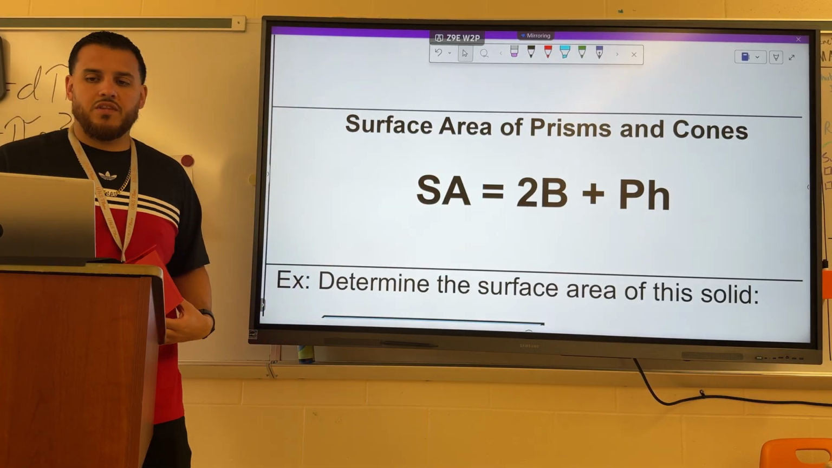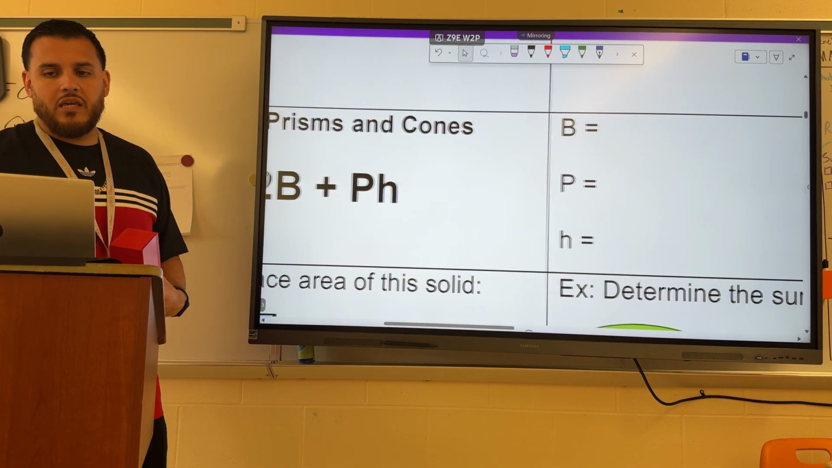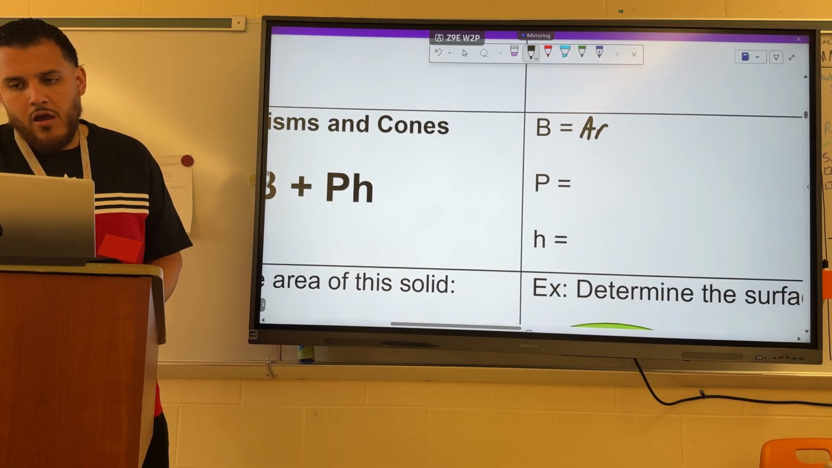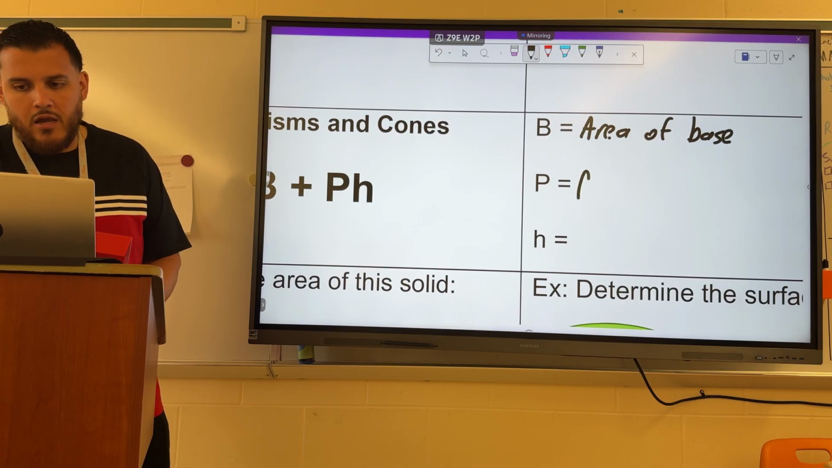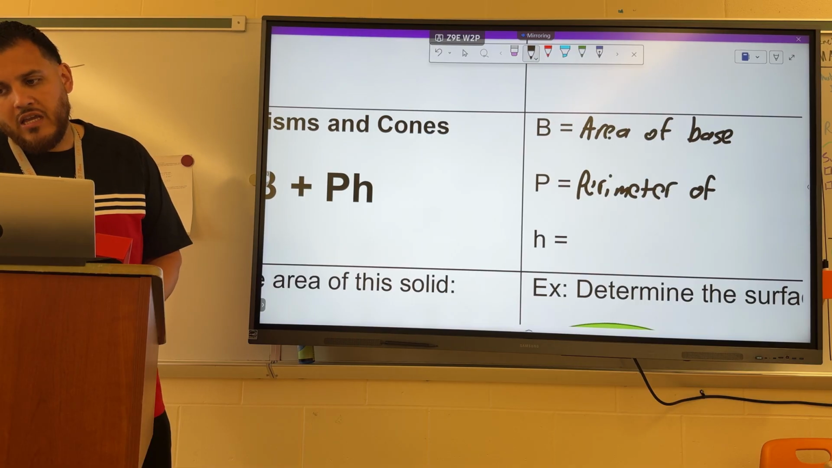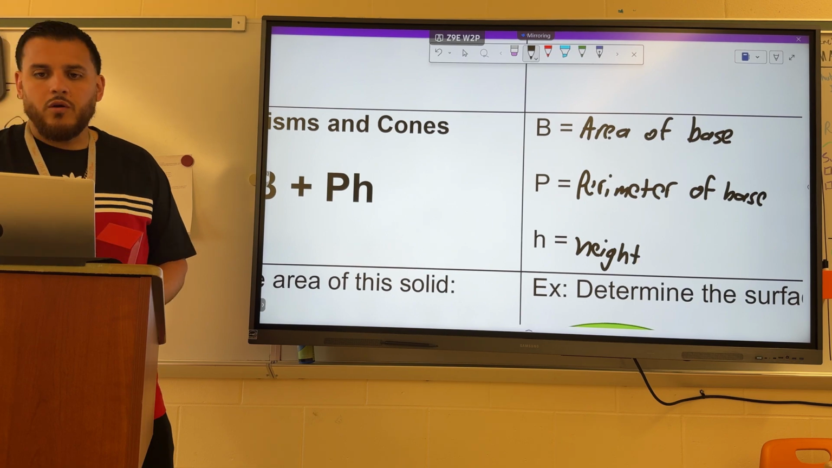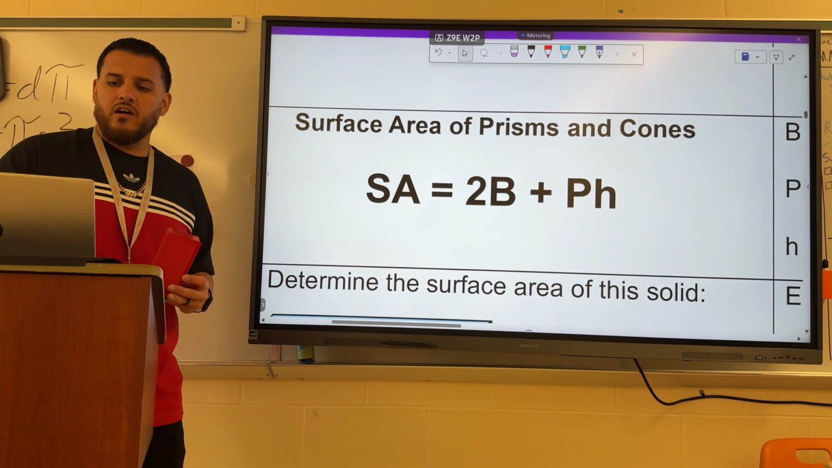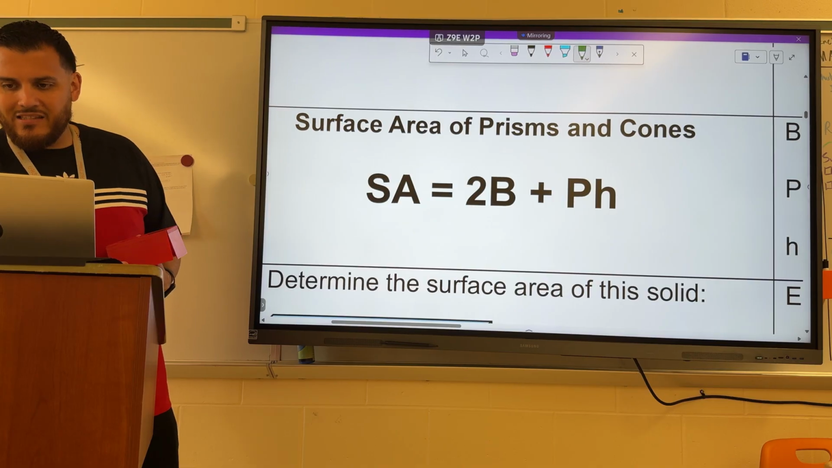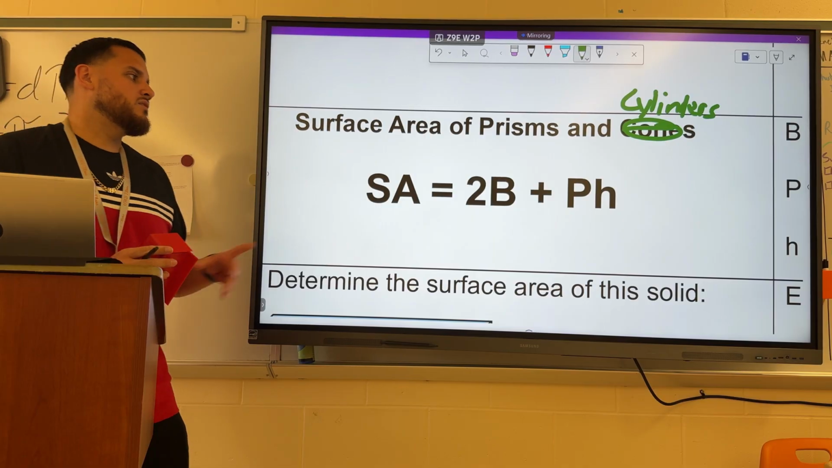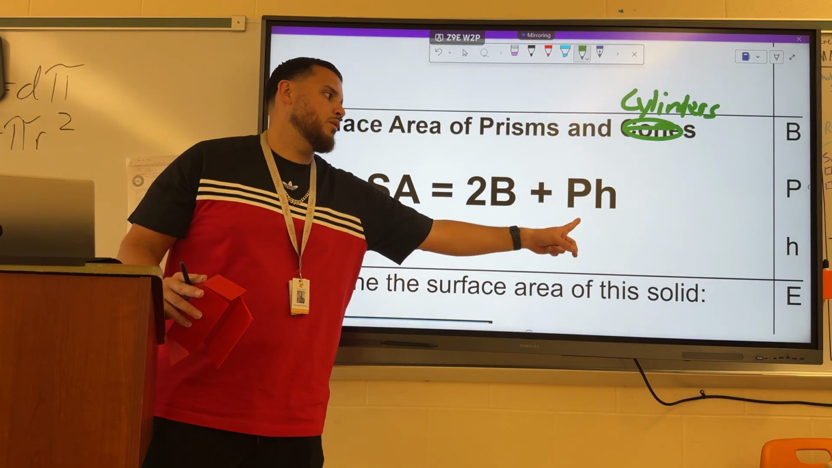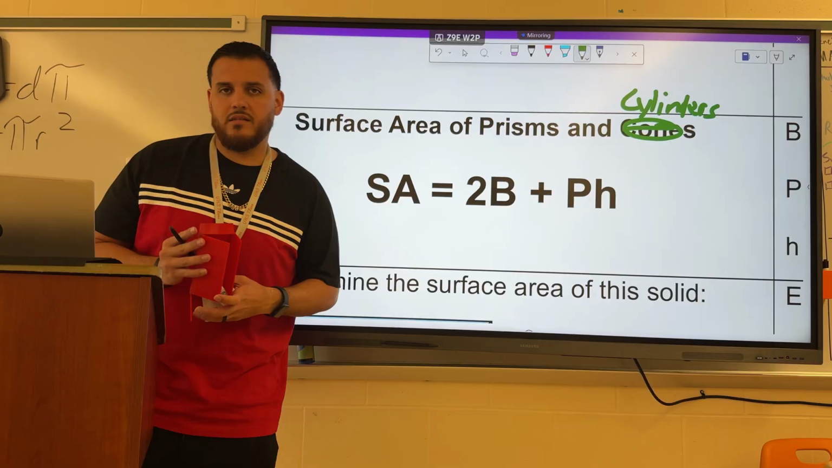We obviously need to know what those stand for. The capital B stands for the area of the base. The capital P stands for the perimeter of the base. And then, of course, the H just stands for height. So your formula for the surface area of prisms, and that is a typo, that should say cylinders, is 2 base areas plus the perimeter of the base times the height.